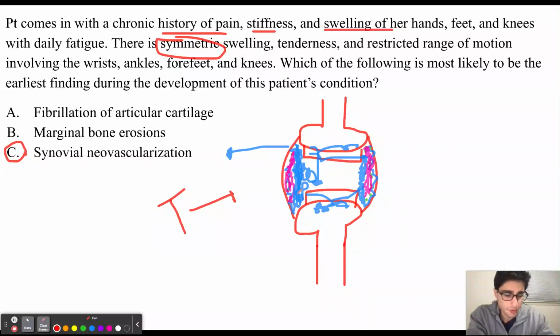And with the growth of this granulation tissue, we're going to damage the articular cartilage, and over time, it can cause all sorts of problems. And over time, it can even erode the bone. So answer choice B is going to be a side effect that is going to happen later on. Answer choice A is fibrillation of articular cartilage. Fibrillation of articular cartilage occurs in osteoarthritis. Remember, in osteoarthritis, we're going to get mechanical damage to the articular cartilage.